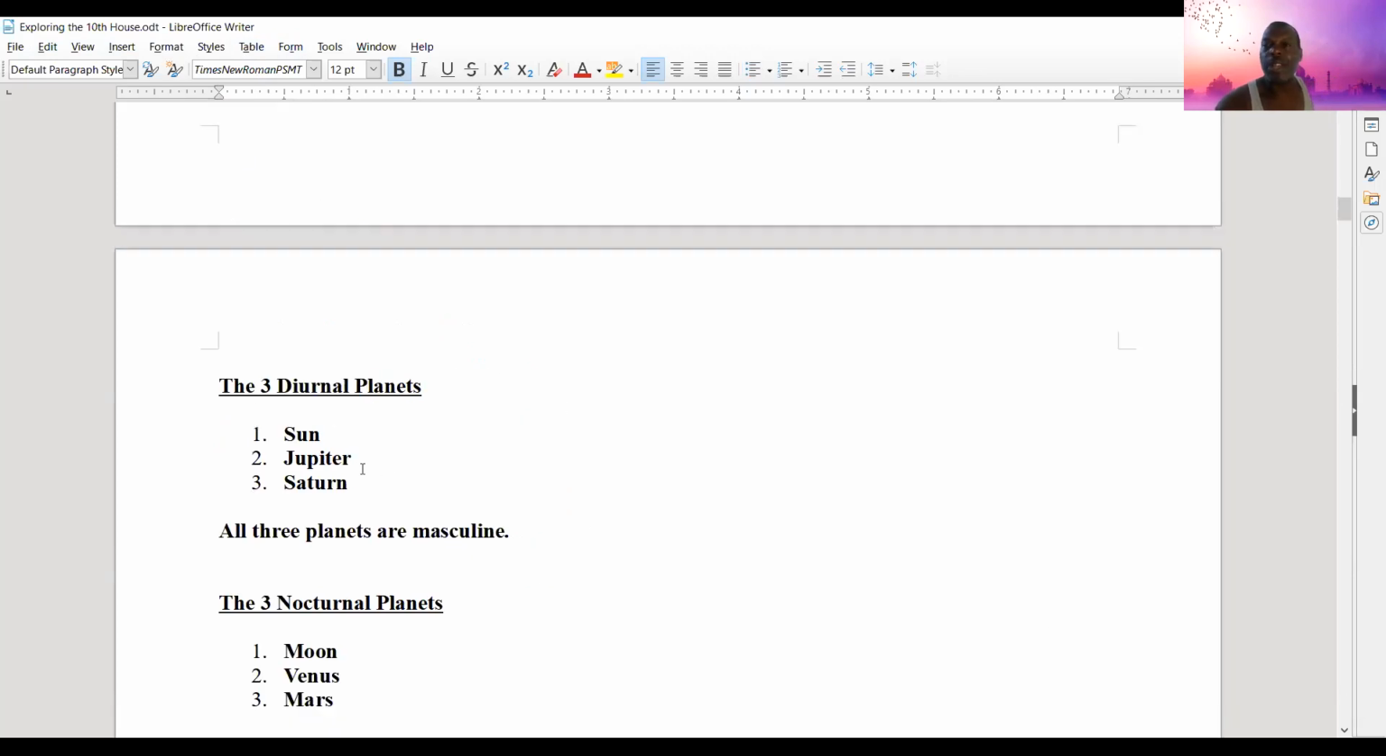These are the 3 diurnal planets, the Sun, Jupiter, and Saturn. They're also masculine. Okay, so the daytime planets are the Sun, Jupiter, and Saturn. The daytime signs are what? Aries, Gemini, Leo, Libra, Sagittarius, Aquarius, right? So those are the diurnal masculine signs. The diurnal masculine planets are the Sun, Jupiter, and Saturn.